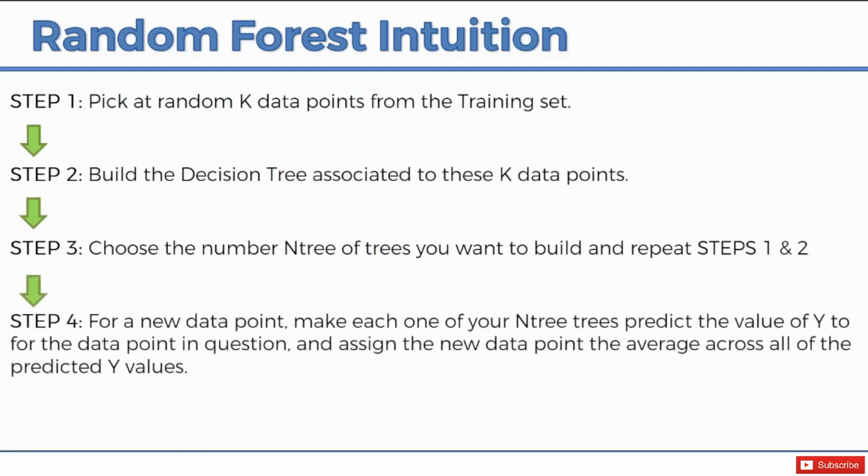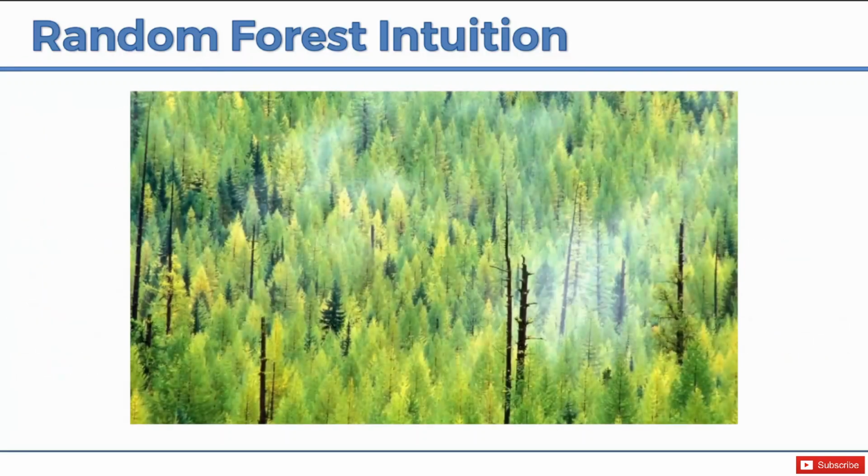And then finally, you're going to use all of them to predict. For a new data point, make each one of your trees predict the value of y for the data point in question, and assign the new data point the average across all of the predicted y values. So instead of just getting one prediction, you're getting lots of predictions. By default, usually these algorithms are set to at least about 500 trees. So you're getting 500 predictions for the value of y, and then you're taking the average across those. In that way, you're not just predicting based on one tree, but on a forest of trees.